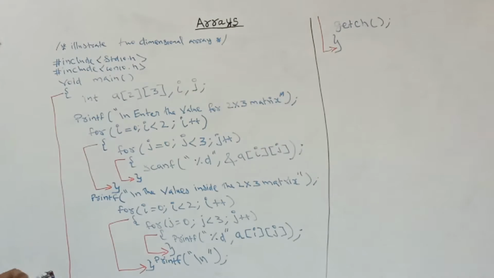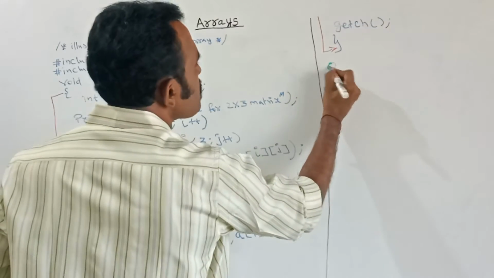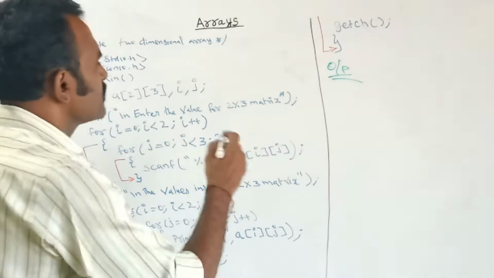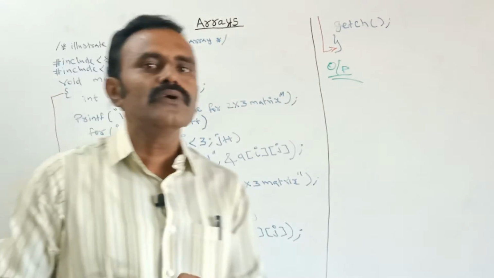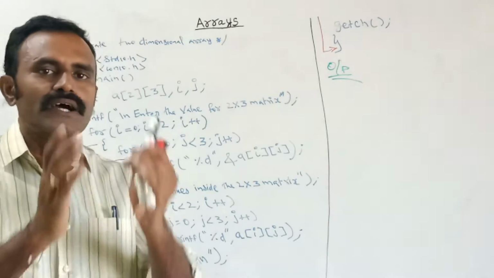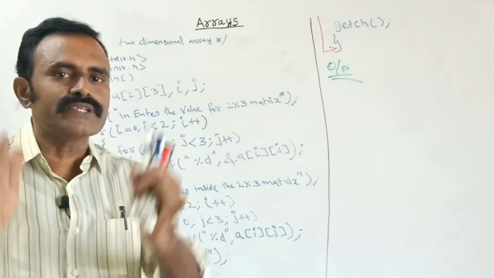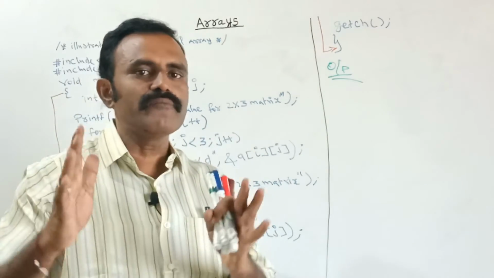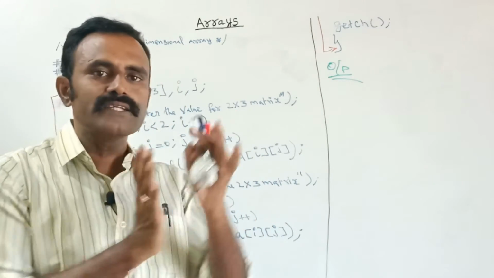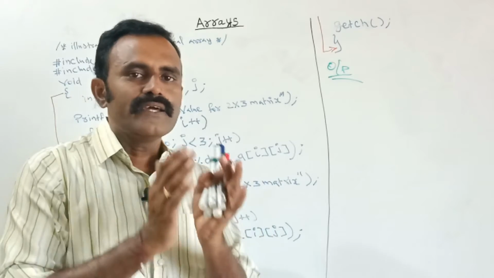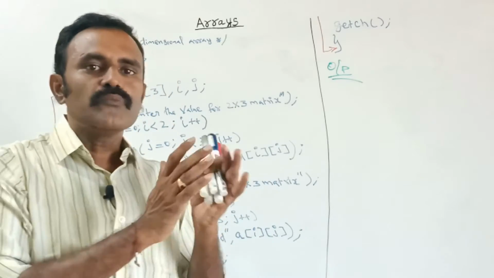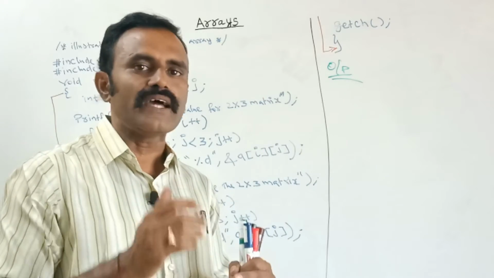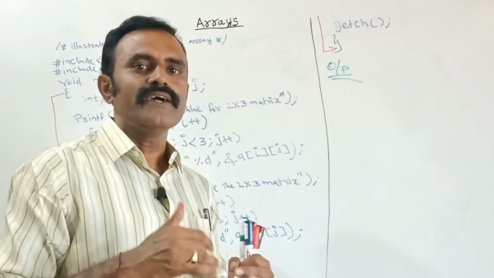At the very first, this is the output: enter the value for 2 cross 3 matrix. Now we are going to store the values and print the values in matrix order. Each matrix contains elements in rows and columns. The elements are stored inside positions, that is the row and column position, and we will store the values and retrieve the values.